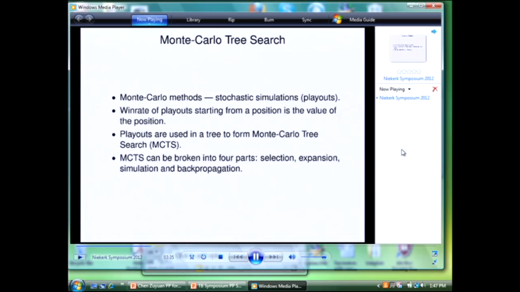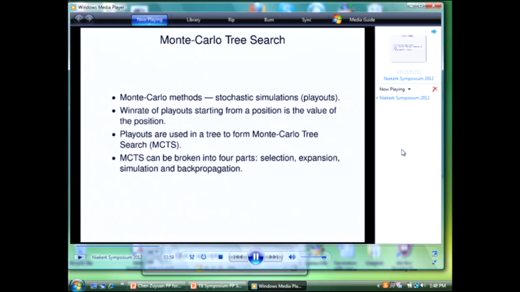For example, given two positions, if playouts starting from the first position result in wins 60% of the time, and playouts starting from the other position only result in wins 40% of the time, then it is likely that the first position is superior. This technique is then extended to form Monte Carlo tree search that uses a tree for planning ahead and playouts for evaluating positions.